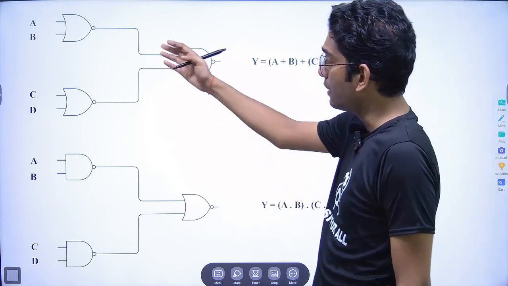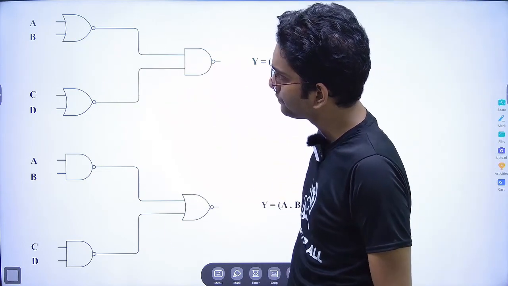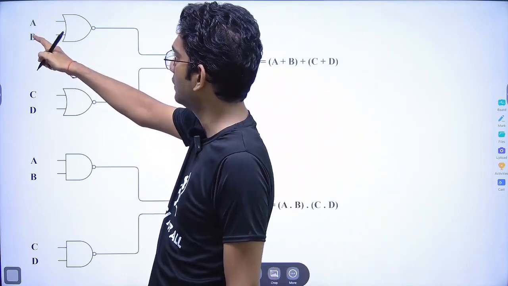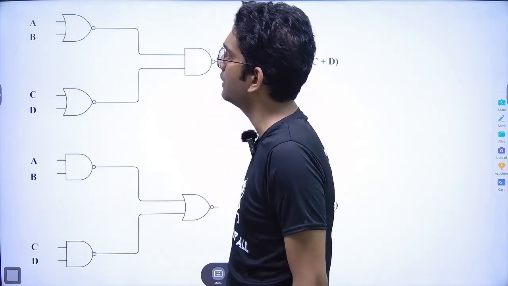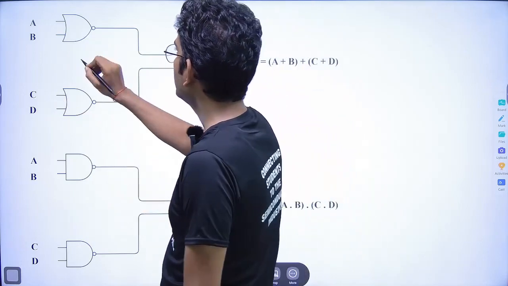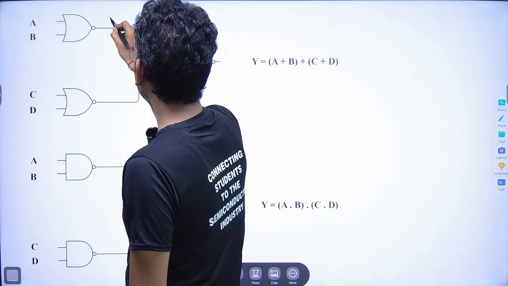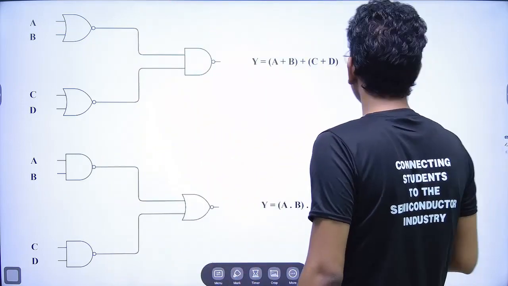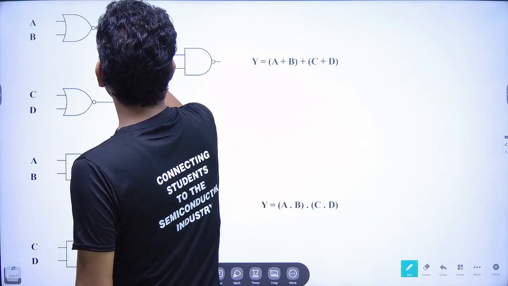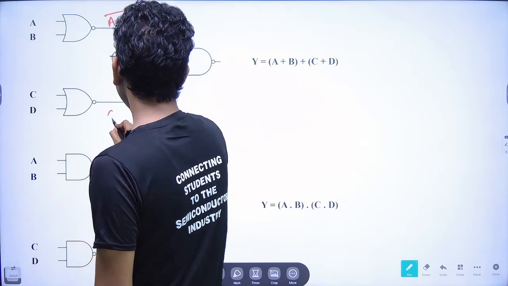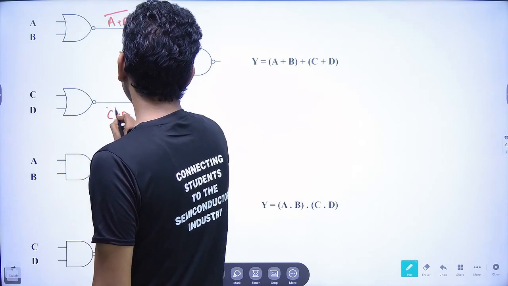So I have taken two examples here. In the first example, two inputs A and B are present, and in this gate two inputs C and D are present. Fine. So what is happening? This is the NOR gate. It will give (A plus B) whole complement. This will give (C plus D) whole complement.